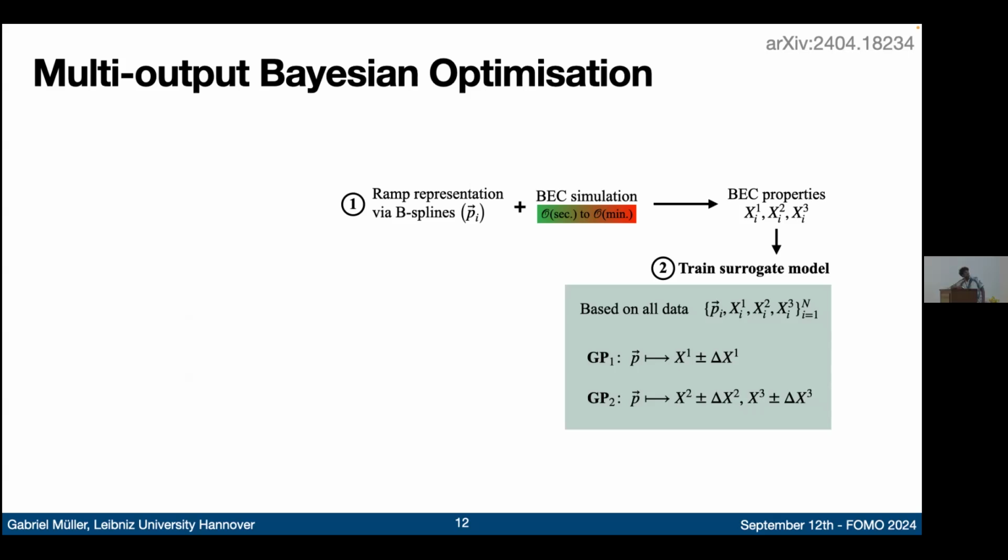And then we train a surrogate model. We use Gaussian processes for that. The important part of the surrogate model is that you put into this Gaussian process an input parameter that defines your ramp, and you get out the expected BEC property plus or minus some uncertainty, because of course this Gaussian process isn't perfect from a finite set of data. So you have this set of test cases. You run, for example, 10 BEC simulations with 10 parameters. You have 10 of these sets, and then based on this, you train the surrogate model.